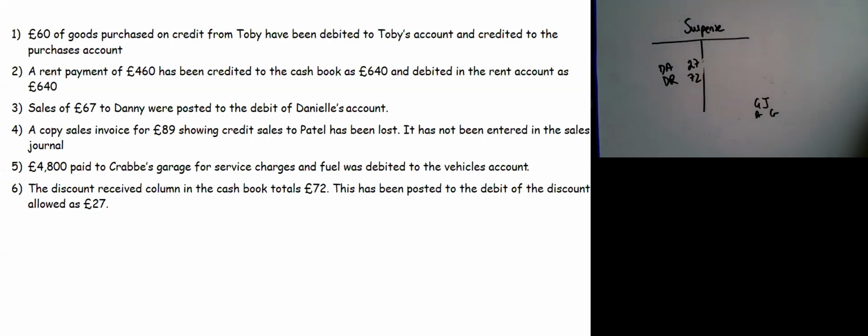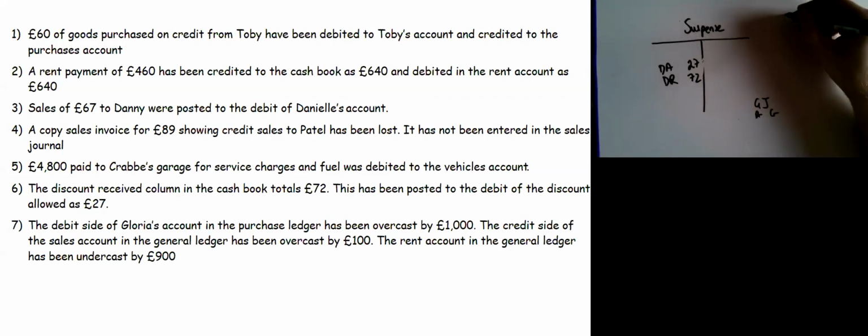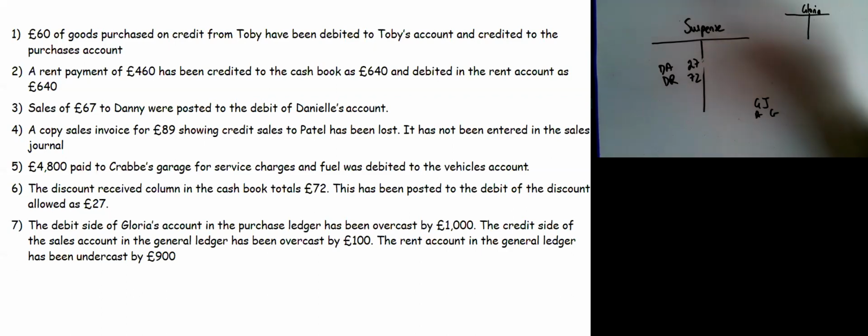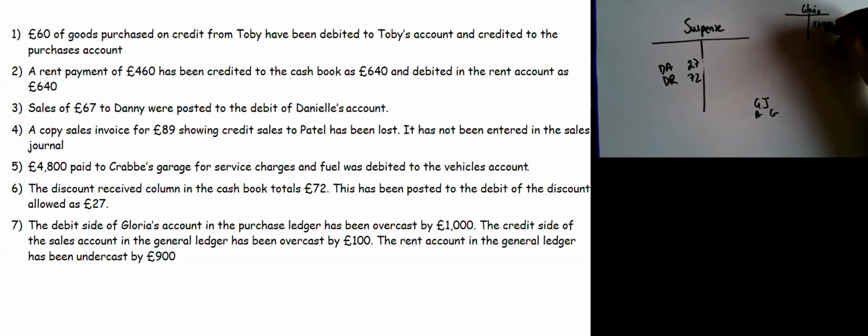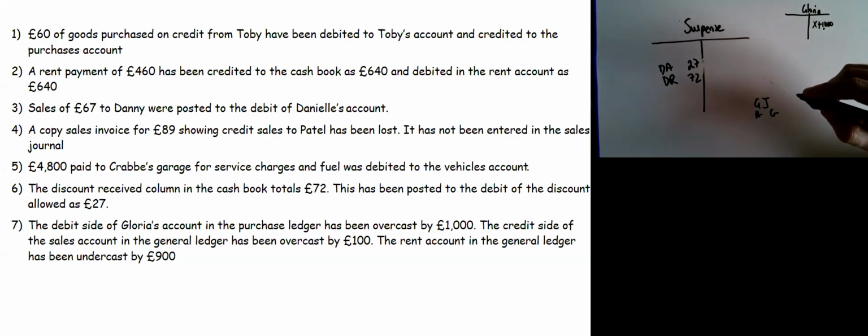Yeah, and that could be an error of posting. 7, the debit side of Gloria's account in the purchase ledger has been overcast by 1,000. Actually, let's draw this as we go along. So we have Gloria. She's in a purchase ledger, so she's a supplier. So it's on this side. It's been overcast by 1,000, so X plus 1,000. The debit side, Gloria's account in the purchase ledger. Okay, I think that's a mistake there. I think, well, let's put on the debit side.